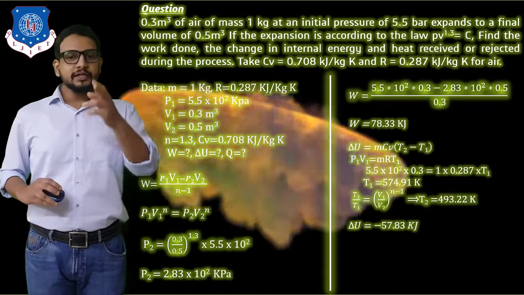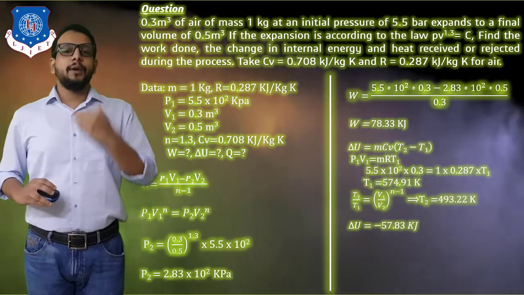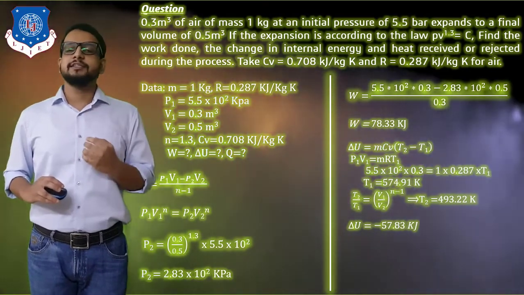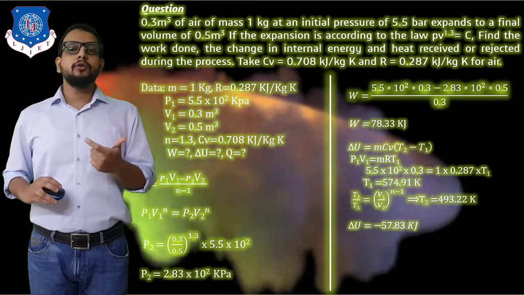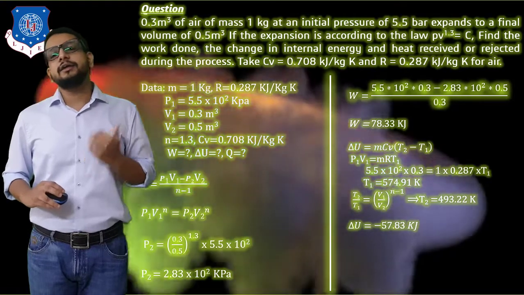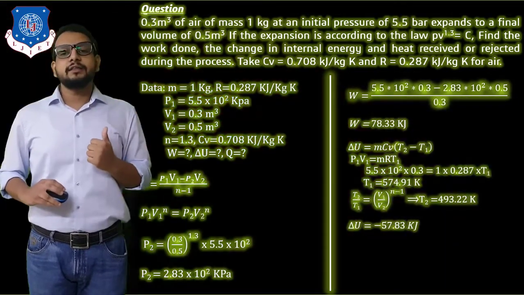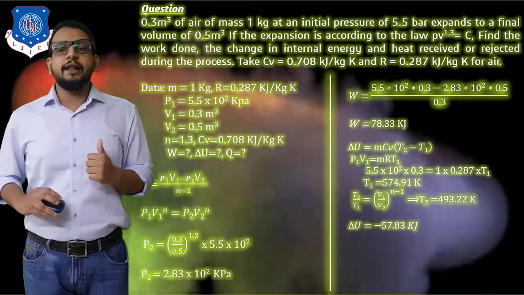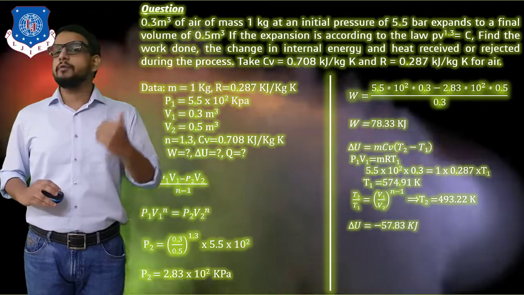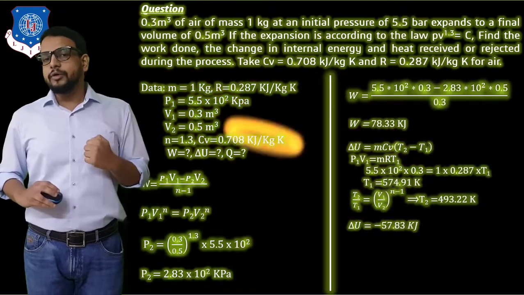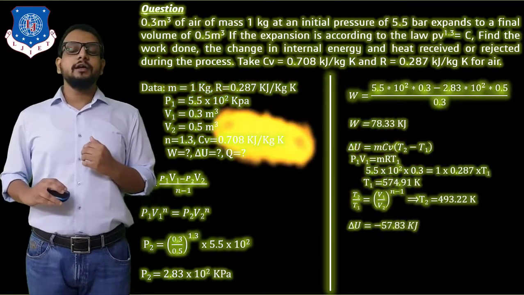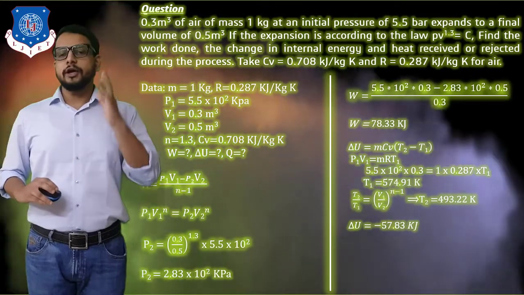Okay, now once T1 is determined, can we use our TV relation to find out our final temperature T2, right? So I have written that is T2 by T1 is equal to V1 by V2 raised to n minus 1. So it is very simple. In this equation, we know V1, we know V2, and even we know T1, which we have determined. So finally making T2 the subject, we are getting T2 is equal to 493.22 Kelvin. Okay, so T1 and T2 are known. So finally we can substitute all the values in our equation of delta U. So we are going to get change in internal energy is equal to minus 57.83 kilojoule.